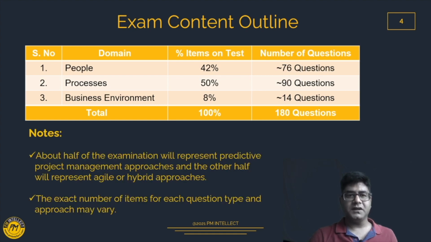Now the examination covers all 3 approaches, that is predictive, agile as well as hybrid. However, the major contribution or the major questions which you can expect in this examination are from the predictive or waterfall approach, which is 50% of the coverage, and the remaining 50% is covered by agile along with hybrid. As I mentioned, the numbers are just for your reference. However, it may vary depending on the exact examination or what exactly is going to come over there.